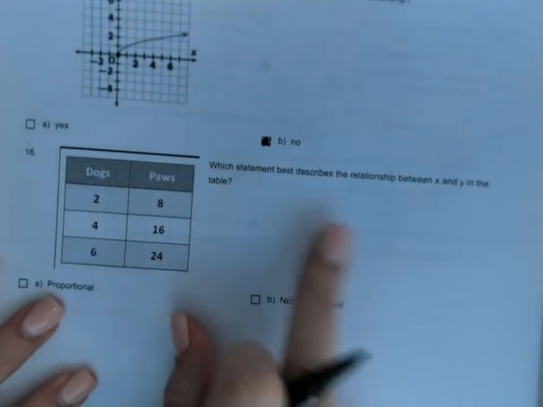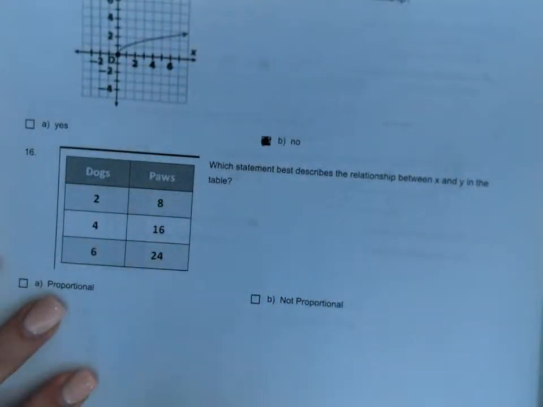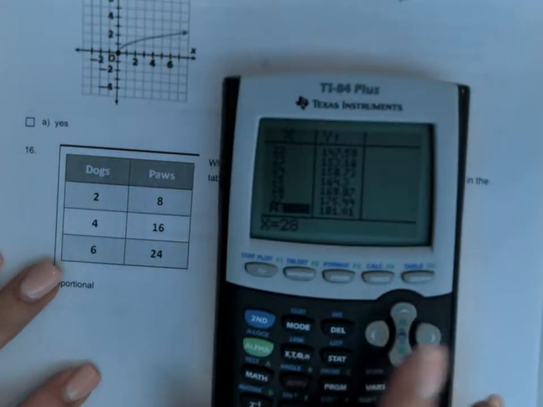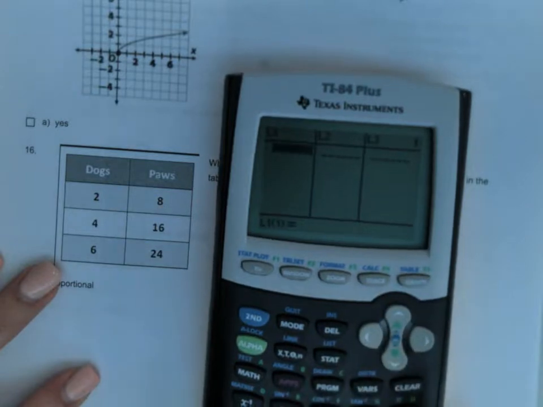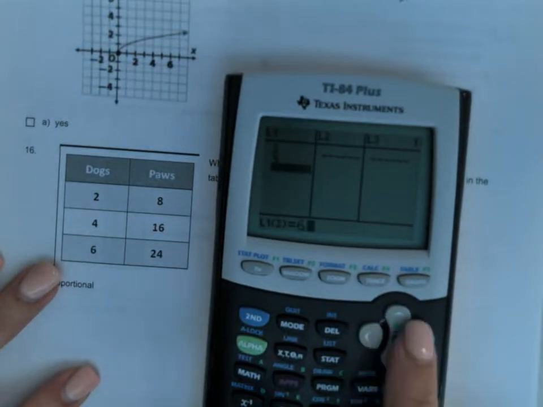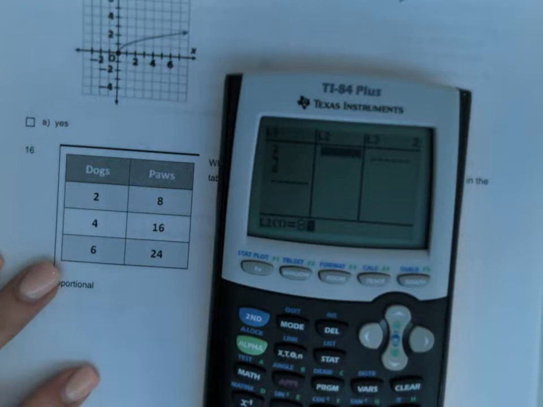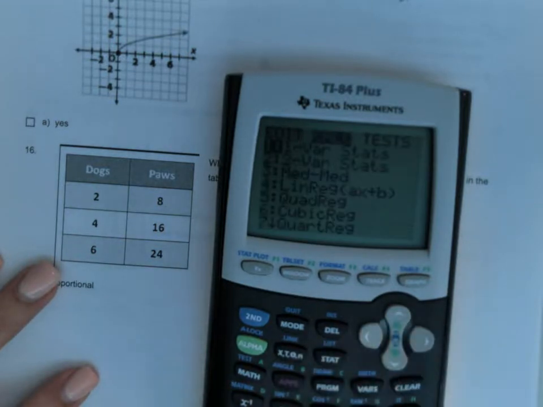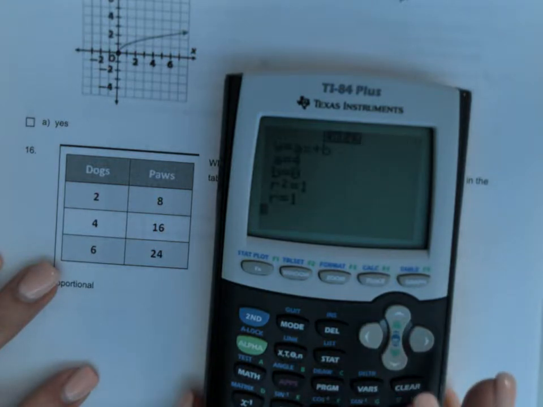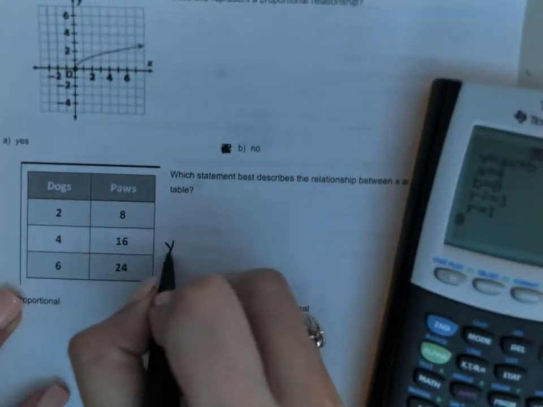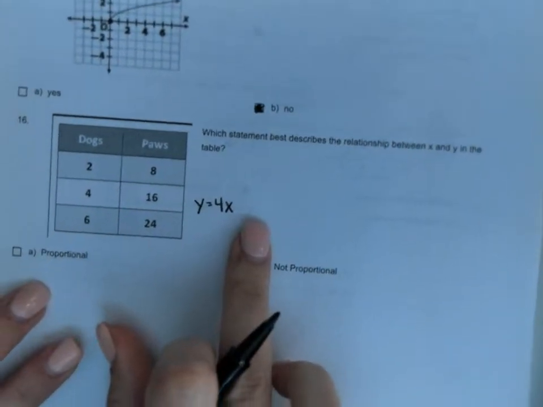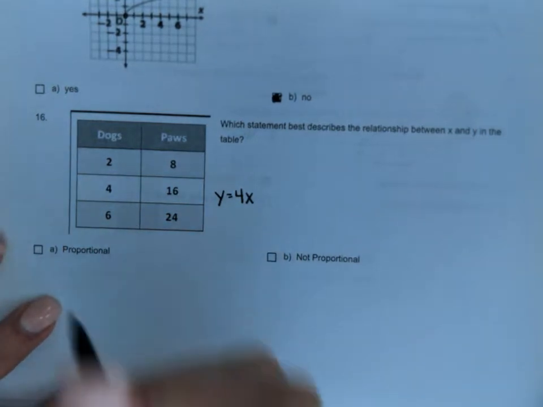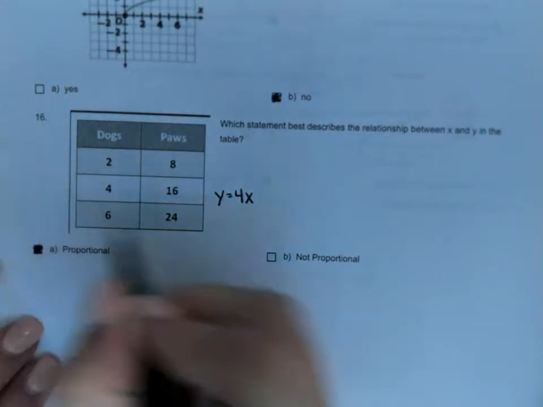Which statement describes the relationship between x and y in the table? I personally, anytime they give me a table, like to put it in stat. So 2, 4, 6, for x, and 8, 16, 24 for y. So my equation that goes with this is y equals 4x, and my b value is 0, which means that it is linear and it is going through the origin, which makes it proportional.